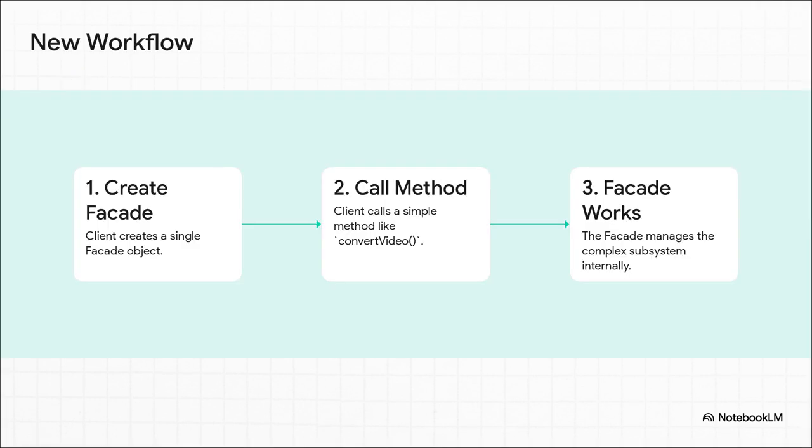Your new workflow becomes beautifully simple. Seriously. Step 1, your code creates just one facade object. Step 2, you call a single, simple method on it, something like convert video. You just pass in the file and what format you want. And that's it, you're done. The facade takes it from there, doing all the complicated stuff internally. You know, creating the codecs, managing the files, the whole shebang. You don't have to know or care about any of those details.